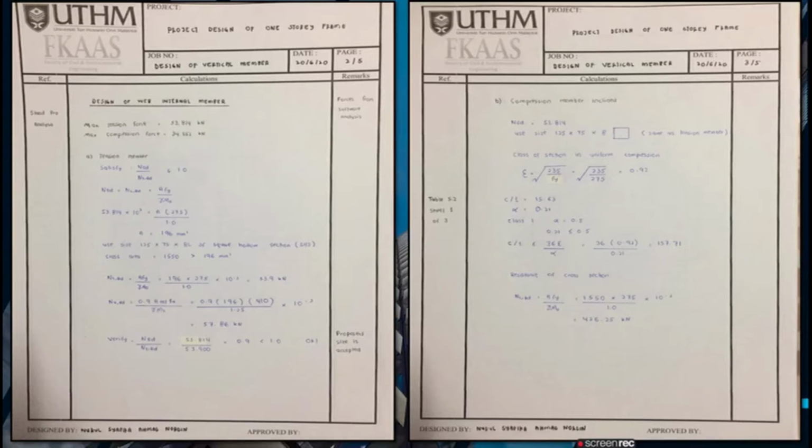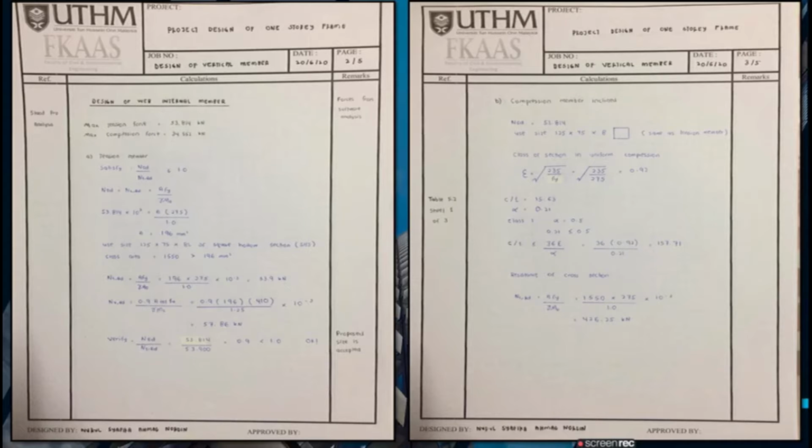After that, I use the formula NtRd is equal to A Fy over gamma M0. I get the value 53.9 kilonewton. And then I use the formula NuRd, which is 0.9 A net Fu over gamma M2. And I get the answer 57.86 kilonewton. So we verify it again by using the formula NEd over NtRd, where we get 0.9, which is less than 1.0. So the result is okay and the proposed size is accepted.